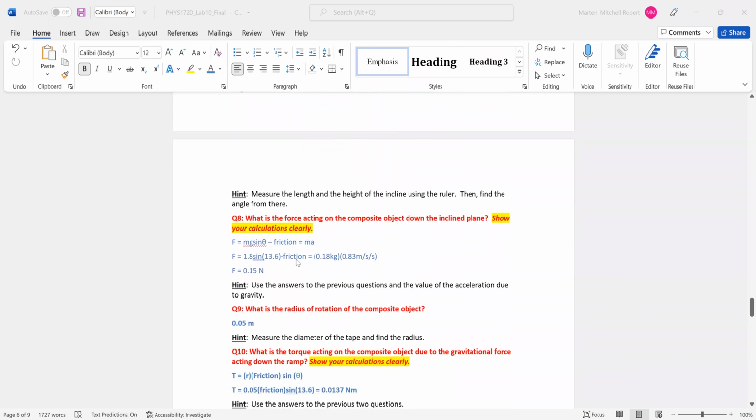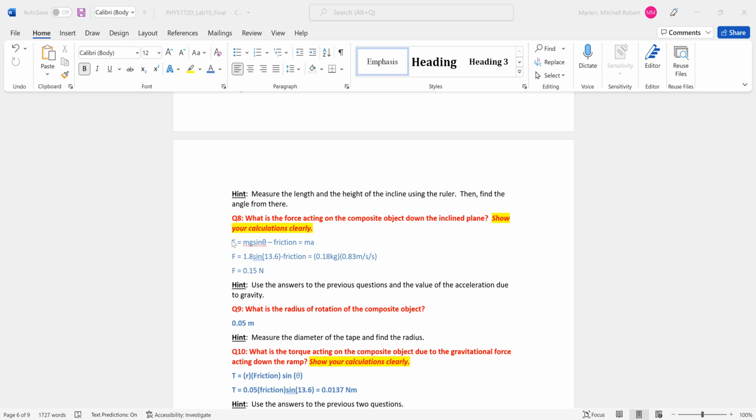So this one's asking, what's the force acting on the composite object down the inclined plane? I kind of had to look this up because I wasn't really sure how to go about it. I found this really helpful video. This guy gave a good explanation that because of the way the tape is going to roll, technically the only thing that's applying torque to the system is the friction. So you kind of have to solve for that to answer the rest of it.